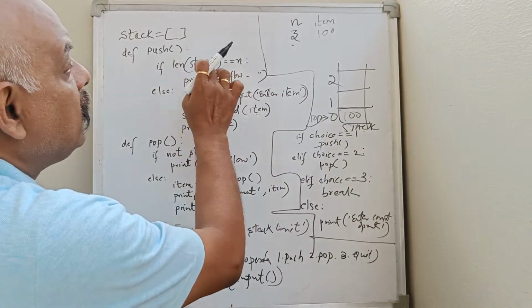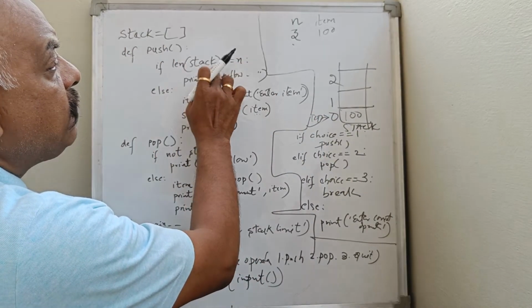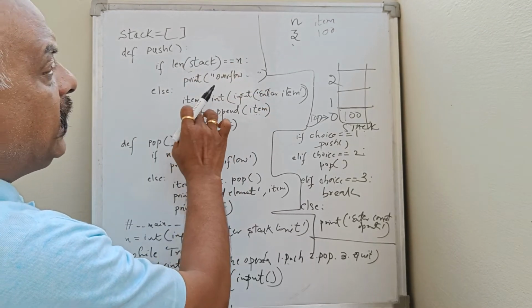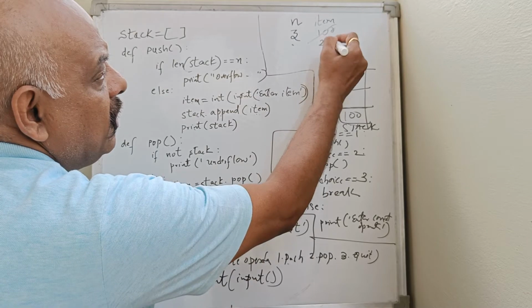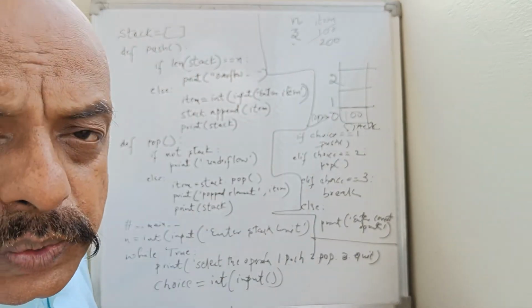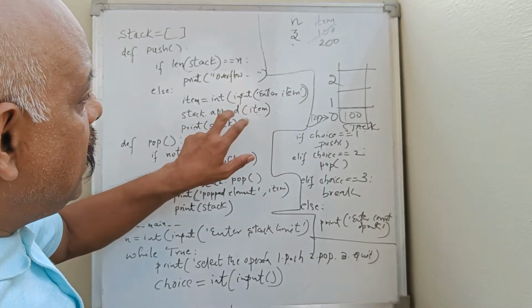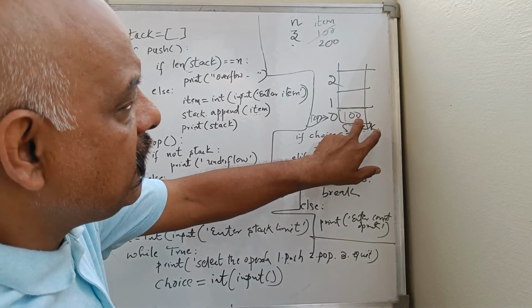Again it goes. The length of the stack is 1. 1 is equal to 3 is false. So this will not be executed. Item, for example, here 200. Assume that the item is 200. So stack append 200 now. The stack contains 100.